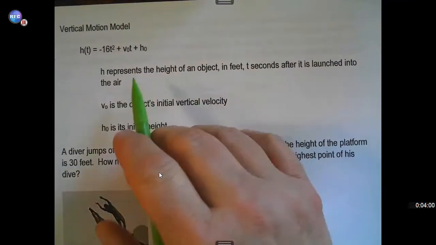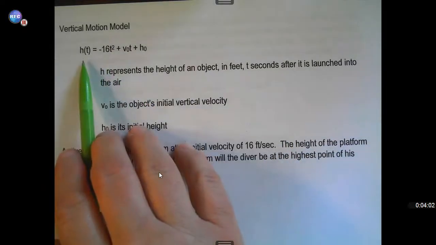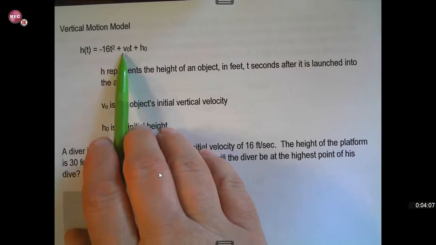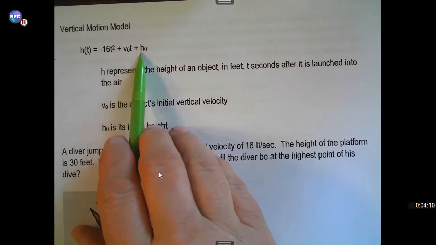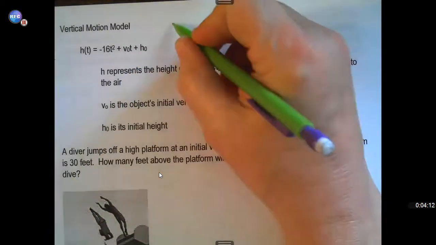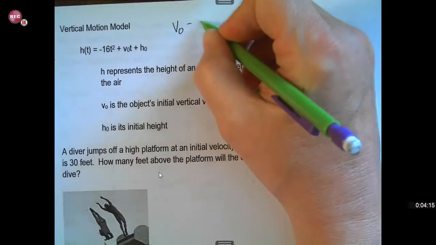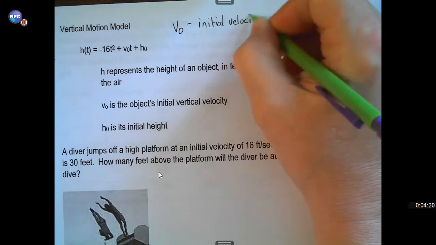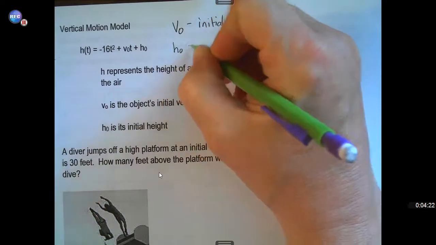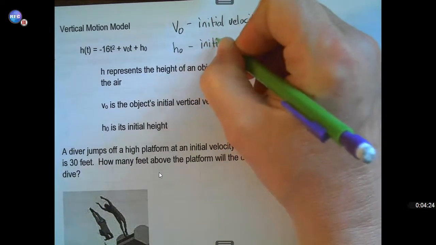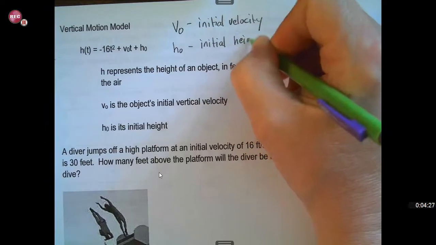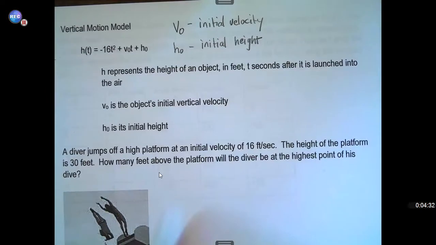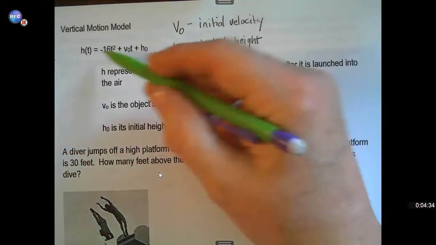The vertical motion model is given by the equation h of t equals negative 16t squared plus v sub 0 t plus h sub 0. The v sub 0 stands for the initial velocity, and the h sub 0 stands for the initial height. When we have a problem, we plug those into this equation.